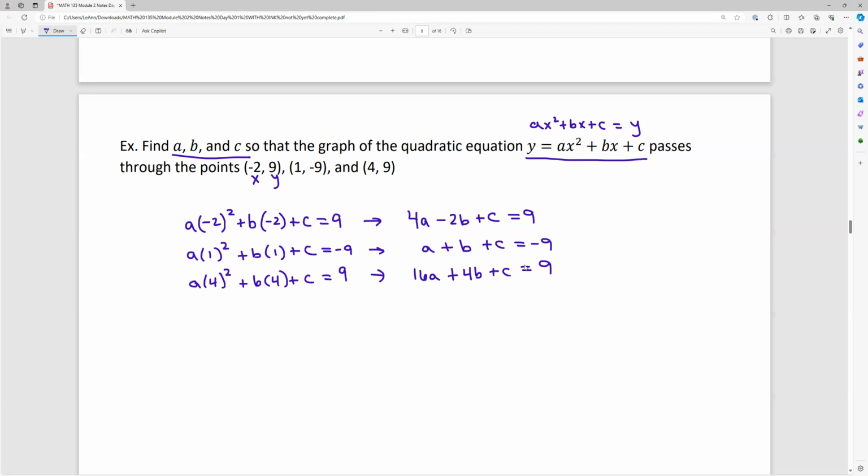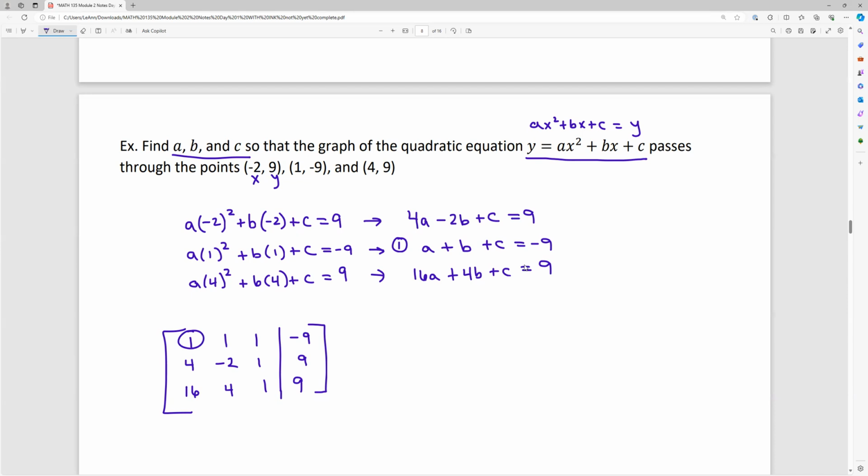Okay, so this is like a system right here. We've got a system where instead of x1, x2, x3, our a, b, and c are functioning as those unknown variables. I think the best equation to put first is this one right here because it has a 1 in front. So when I write this as a matrix, I'm going to put that one on top: 1, 1, 1, -9. It doesn't matter for the other two, so I'll put them in the order I got them: 4, -2, 1, and 9. 16, 4, 1, and 9. So we have our 1 in the top.